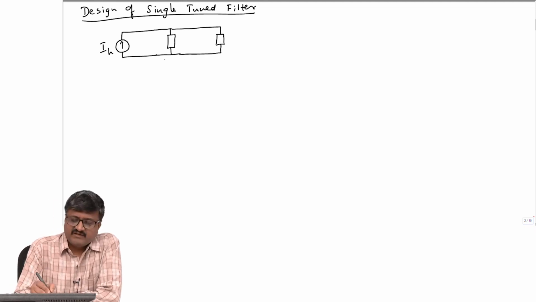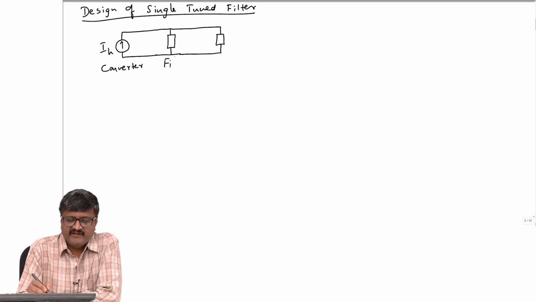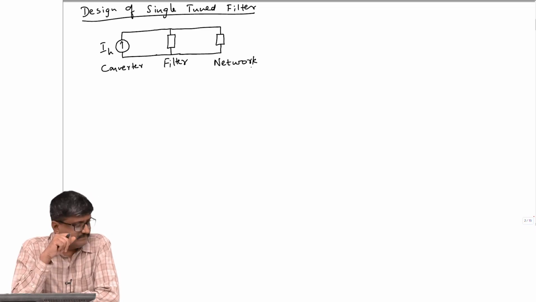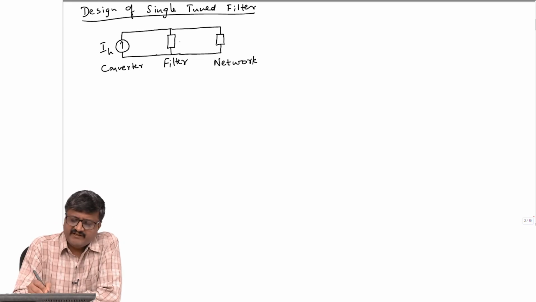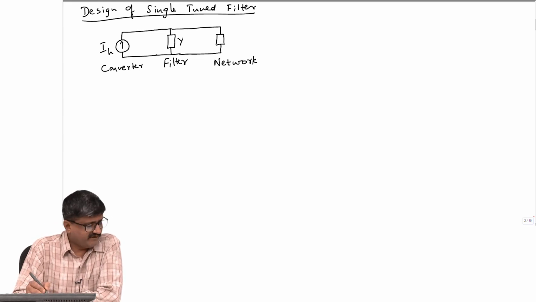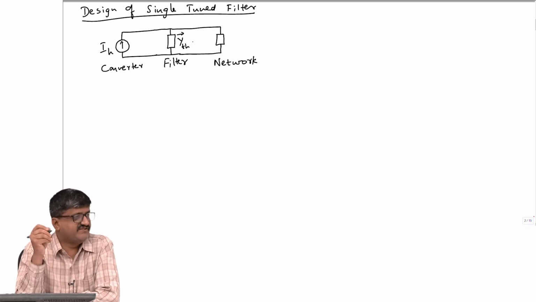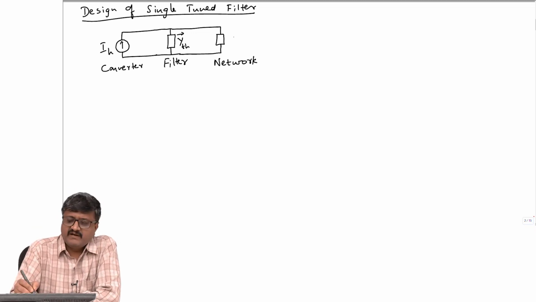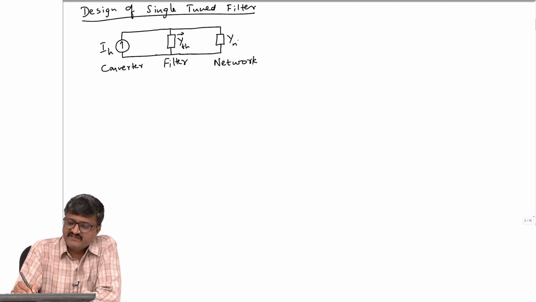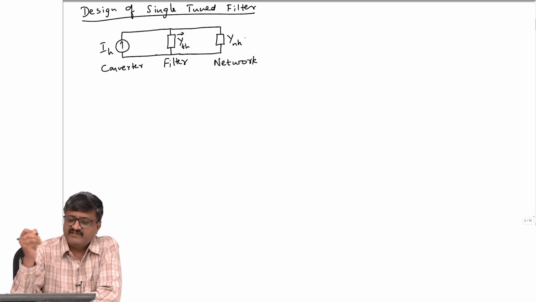Okay. So, I have the converter here represented by a current source. Between the network and the converter there is a filter represented by an admittance, and this is the network. Let the admittance of the filter at the harmonic frequency for which it is designed be YFH, and let the admittance of the network, N for network, at the harmonic frequency be YNH.